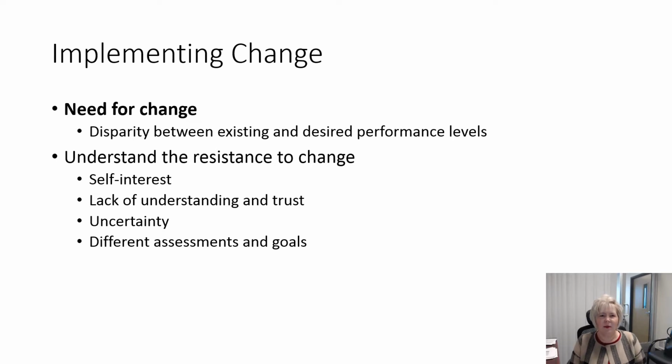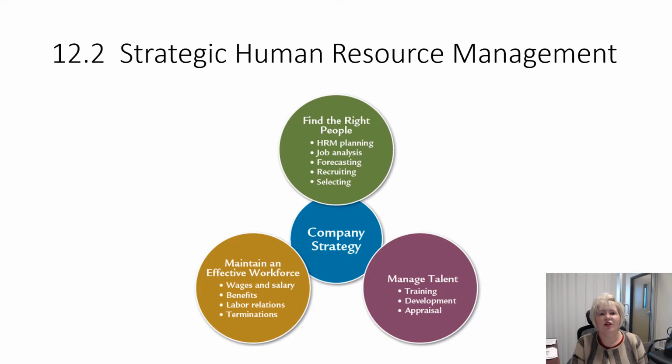So this part of it, if you can get past those three elements with respect to the particular change you're trying to propose, you're on your way, you're good to go. So next, I'm going to talk about human resource management, and there's three different elements. There's finding the right people, which is tougher than most would think, managing talent, and maintaining an effective workforce.